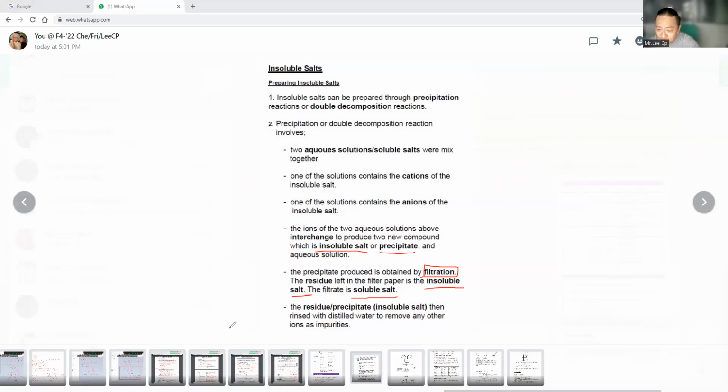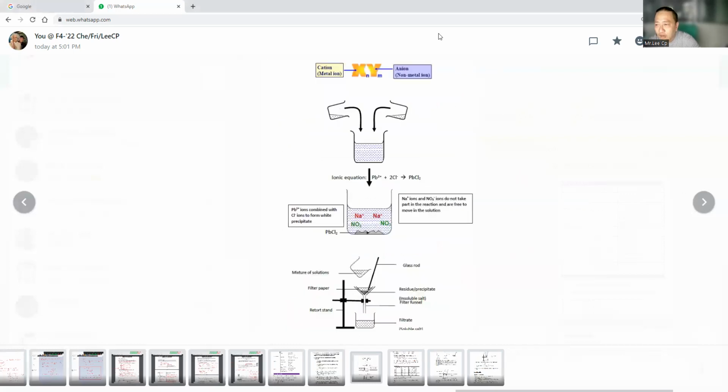What is filtrate? What is residue? We are going to see later. The residue, which has the precipitate insoluble salt, is then rinsed with distilled water to remove any ions or impurities, right? So you have to do this step. In the experiment, you need to do these few steps. Now, how to do it?